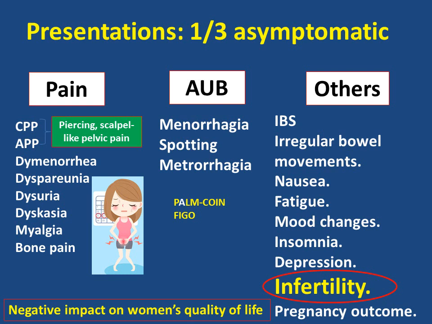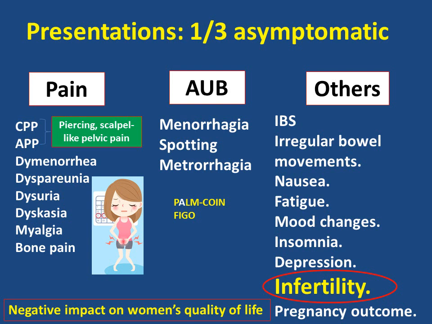in the PALM-COEIN FIGO classification, where P is polyp, A is adenomyosis. So it has been put by the FIGO as one of the causes of abnormal uterine bleeding, and the abnormality may be menorrhagia, spotting, metrorrhagia, and you may find combination of pain and abnormal uterine bleeding together. Other symptoms may be irritable bowel syndrome, irregular bowel movements, nausea, fatigue, mood changes, insomnia, and depression due to the heavy bleeding, due to severe pain, agonizing, piercing pain.